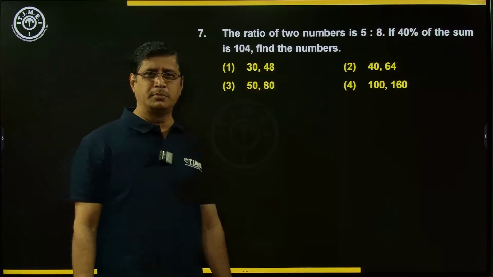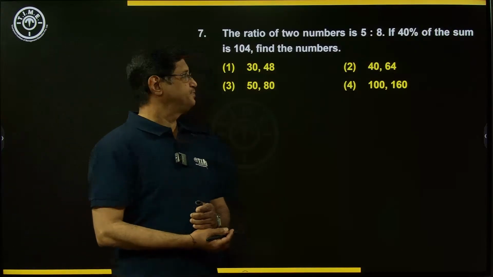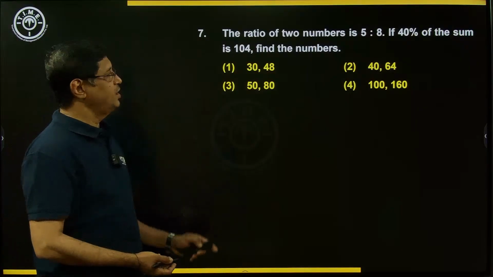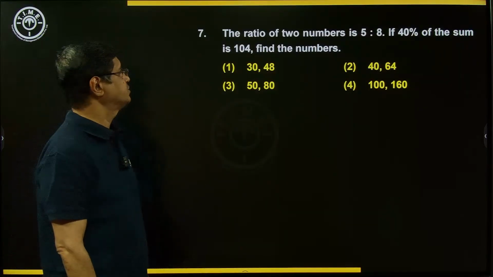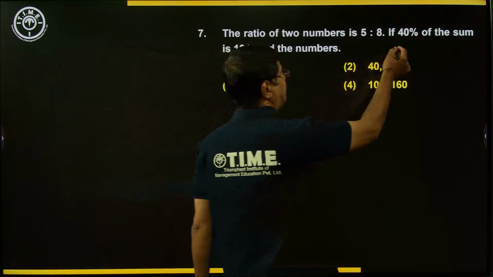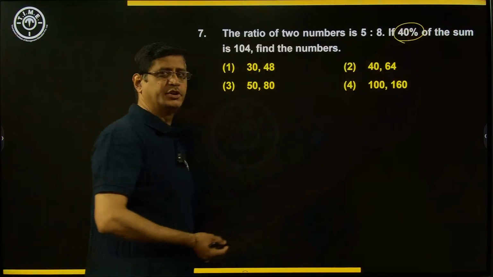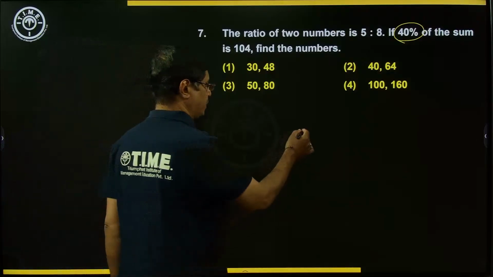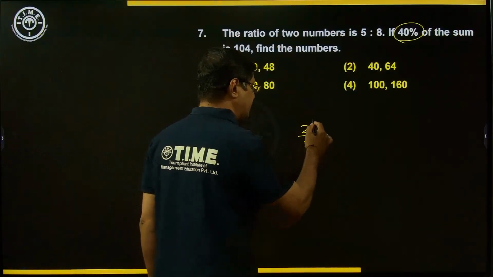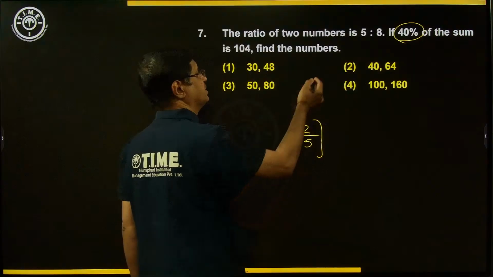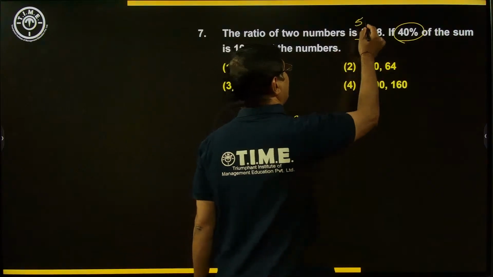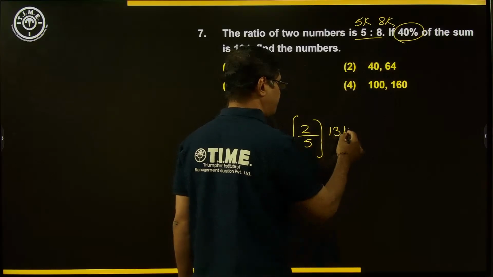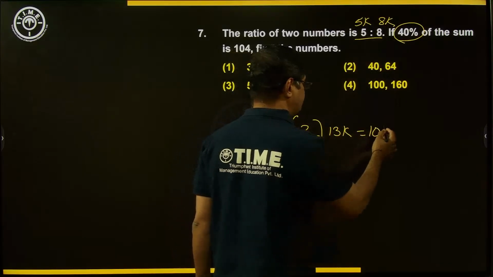The ratio of the two numbers is 5 is to 8. If 40% of the sum is 104, find the numbers. 40%, 40% means that is 2/5 of the value. 40 by 100 means 2/5 of the value. Now 40% of sum of the numbers. The numbers are 5K and 8K. Sum of the numbers means 13K, which is equal to 104.